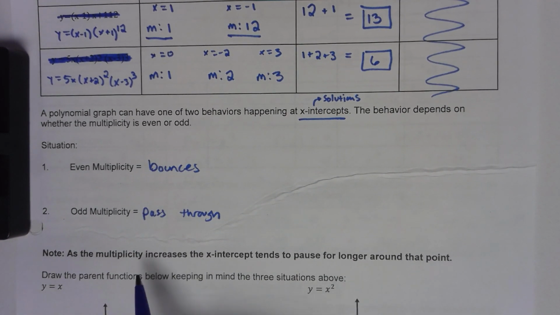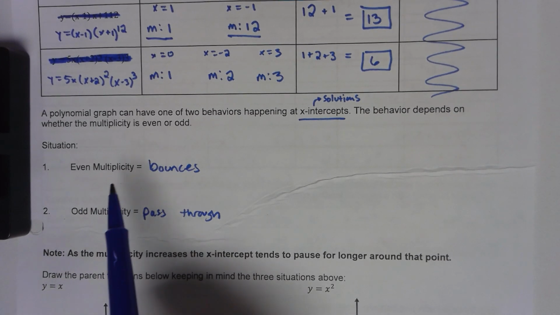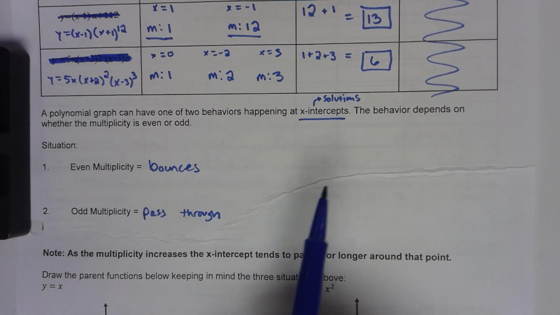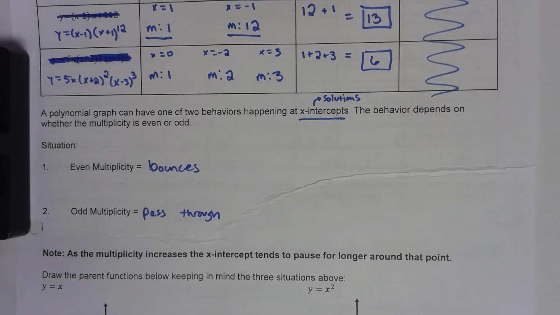Okay, so as the multiplicity increases, as we go from 2 to 4 to 6 to 8 to 10 to 12, we just pause and hang out around that x-intercept for a little bit longer. Same thing with a pass-through. If we go from 1 to 3 to 5 to 7, we just end up hanging around that x-intercept for a little bit longer. I can pull up some graphs to show that when we actually start graphing tomorrow.